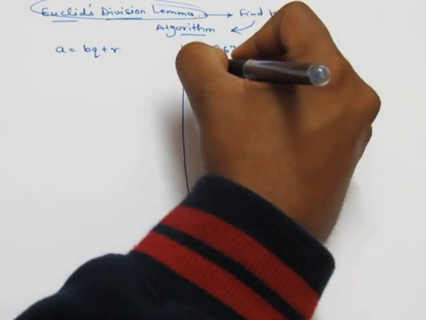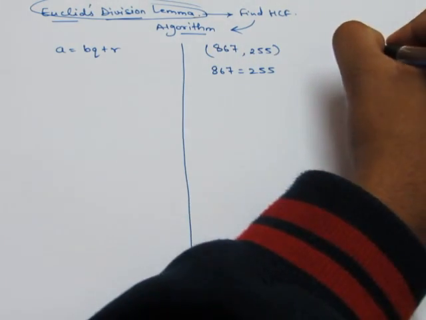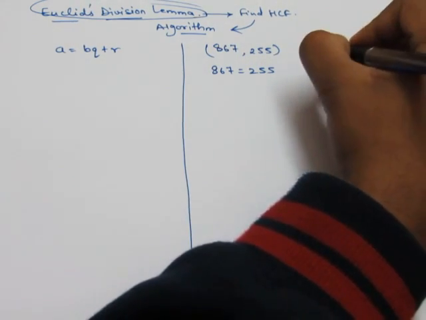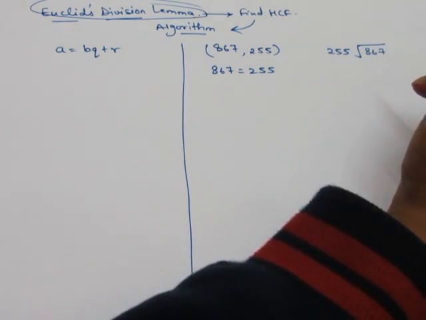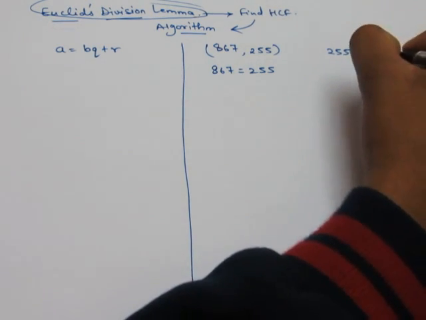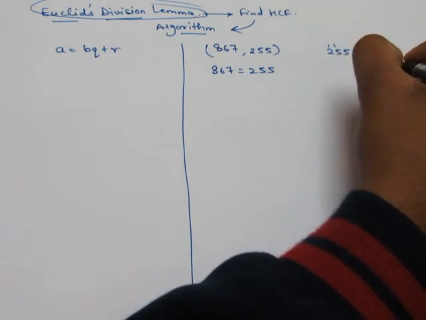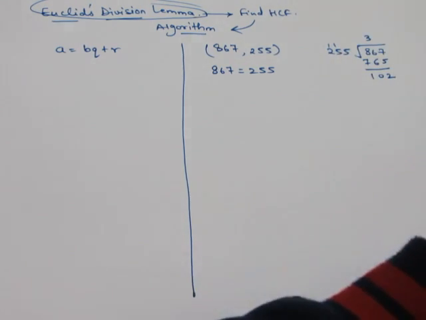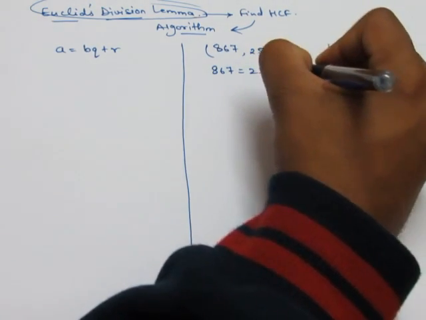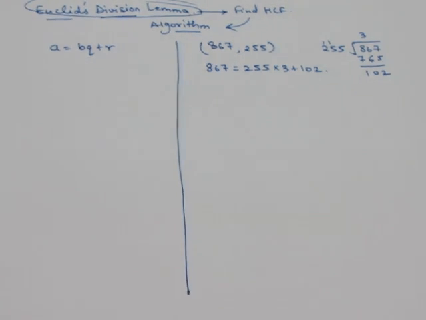So I can write 867 is equal to 255. I now divide 867 by 255. What do we get? 3 fives are 15, 1, 15, 16, 6, 1, 6, 7, 65. We get our remainder as 102. So I can write it 255 into 3 plus 102. So that's how we write this, right? a equal to bq plus r. We have seen this in the lower classes again.